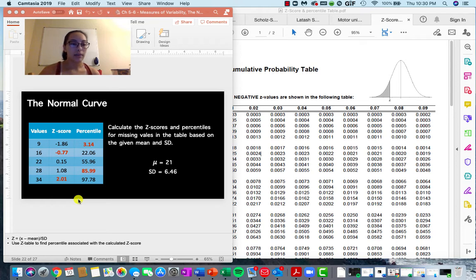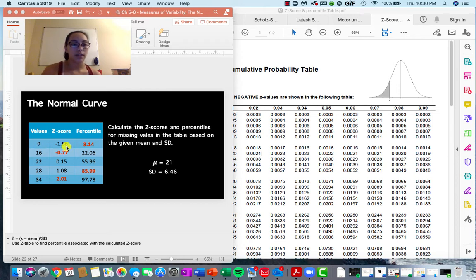So we have this slide here. You guys don't have these red numbers, okay? So that's the whole part of this exercise, to have you manipulate the z-score equation, and it also will give you some practice on using your z-score table, okay?